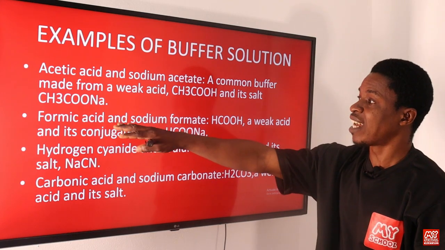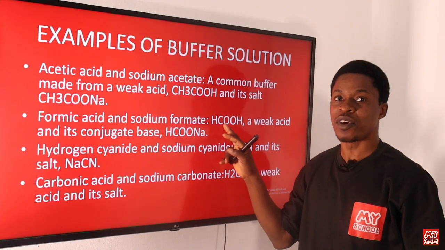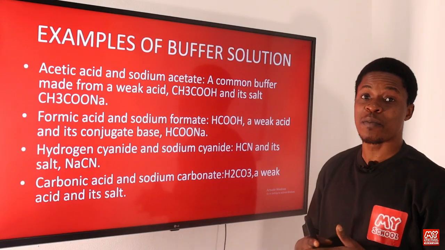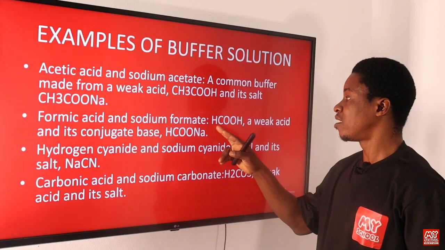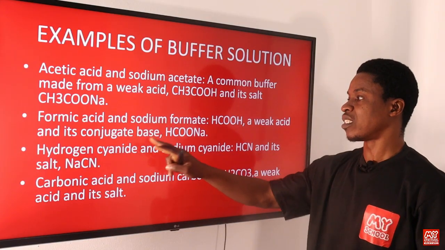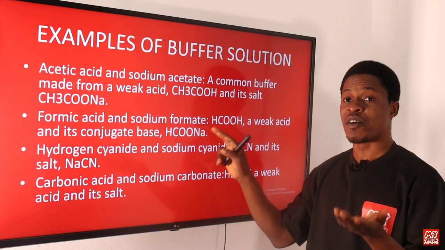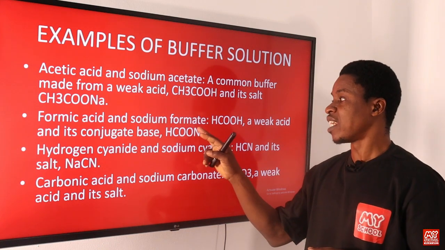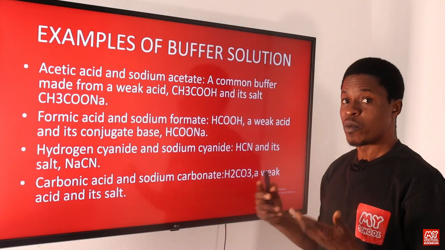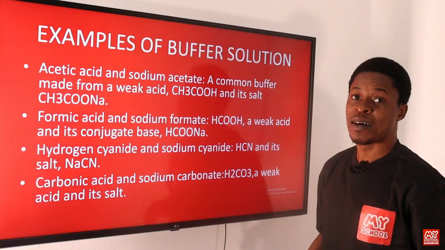Then we talk about formic acid and sodium formate. Formic acid is also what we call methanoic acid. You can see that we have HCOOH. The trivial name is formic acid. The IUPAC name is methanoic acid, HCOOH. That is a very weak acid and its conjugate base is HCOO-. So the metal coming from caustic soda or from alkali displaces the hydrogen that is here. They will form sodium formate, what we call sodium methanoate. So that is its salt. So formic acid and sodium formate is another example of buffer solution.